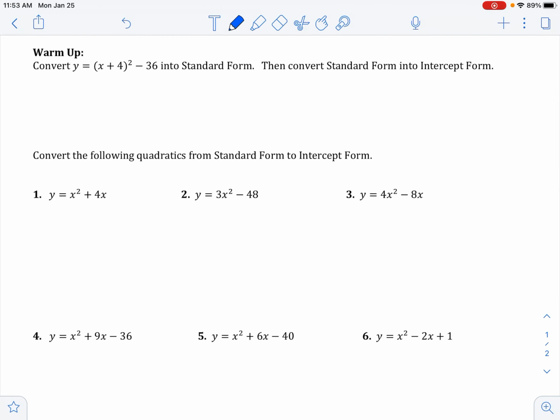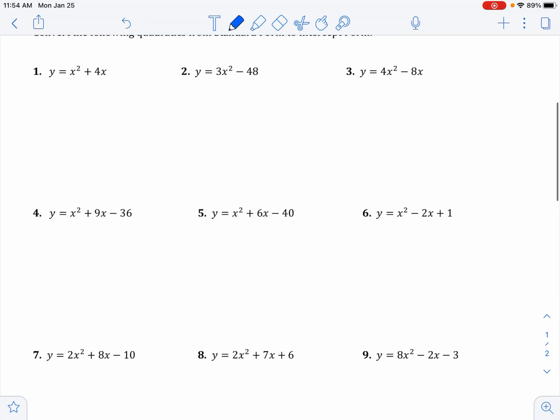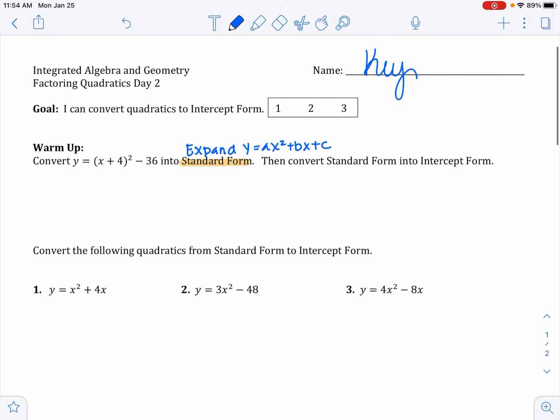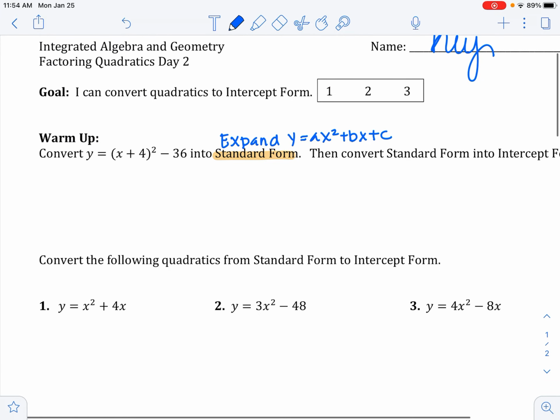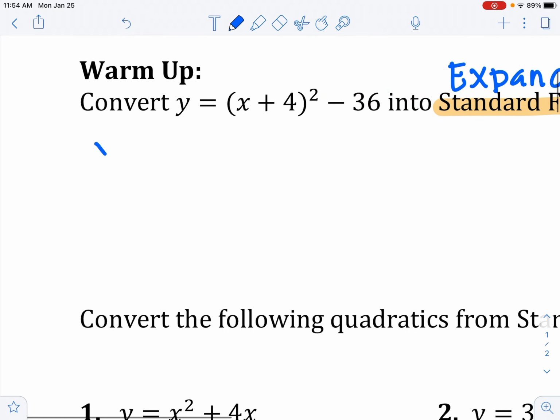It says convert y equals (x plus 4) squared minus 36 into standard form. Then convert the standard form into intercept form. So first, we want to go to standard form, which means, remember, that we want to expand it. If you want to expand it, we want to multiply it out, and then we want it in the form y equals ax squared plus bx plus c. So all of these below are in standard form if you want to take a look at them, okay? All right, so let's do that first because it says convert it to standard form and then intercept form.